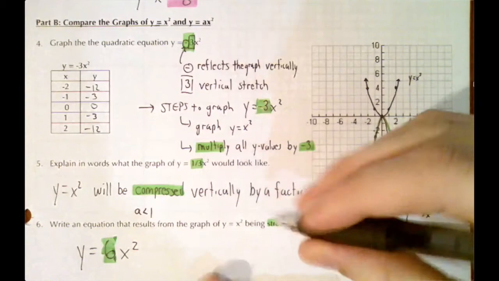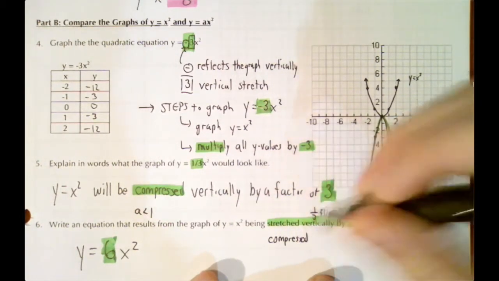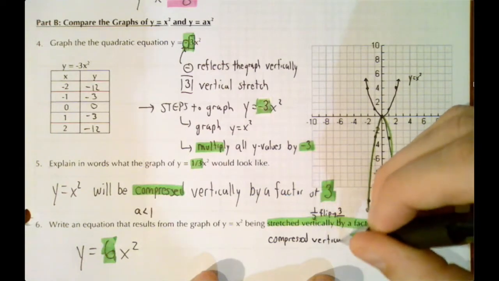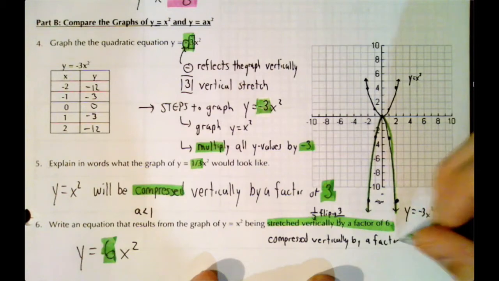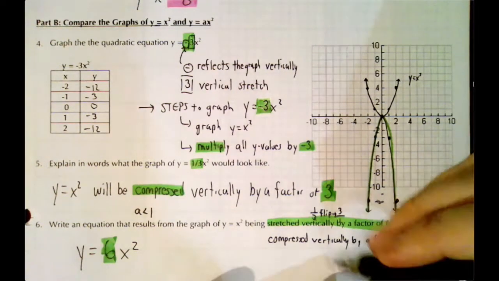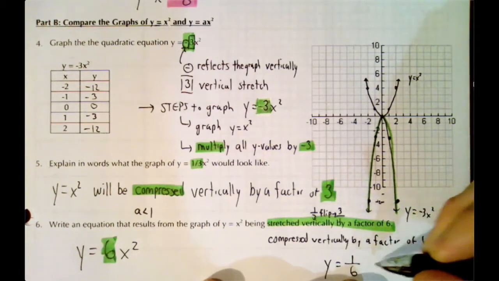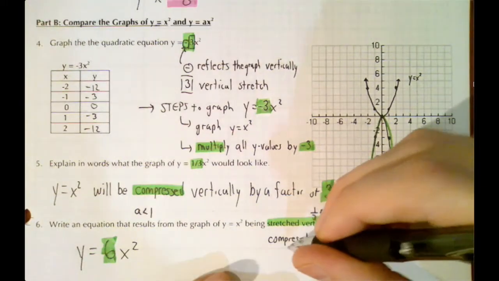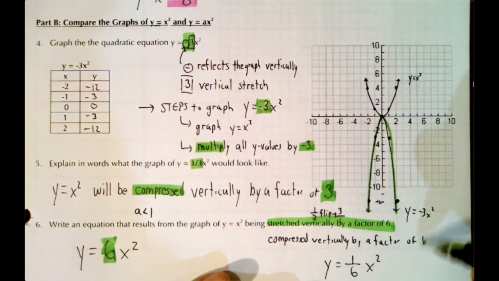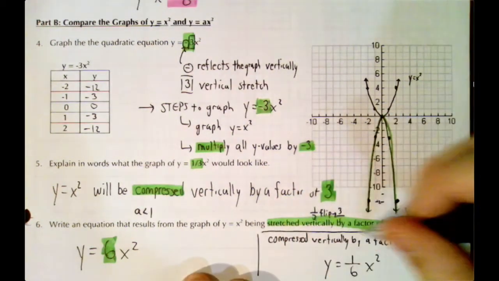Now, if the question said compressed vertically by a factor of 6, our answer would be 1/6 x squared. The compressed tells you that it's a fraction, and the factor, if you flip it, gives you your a. That's not part of the question, that's just an aside.